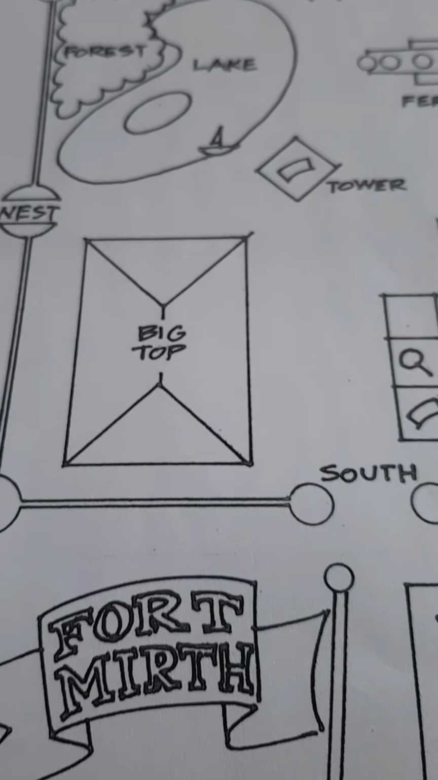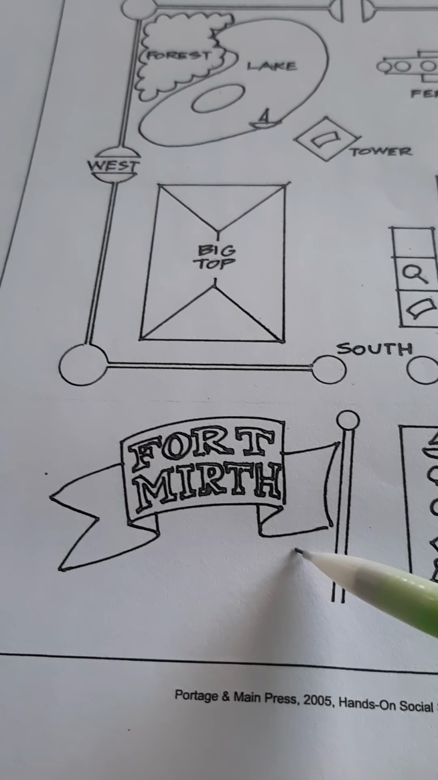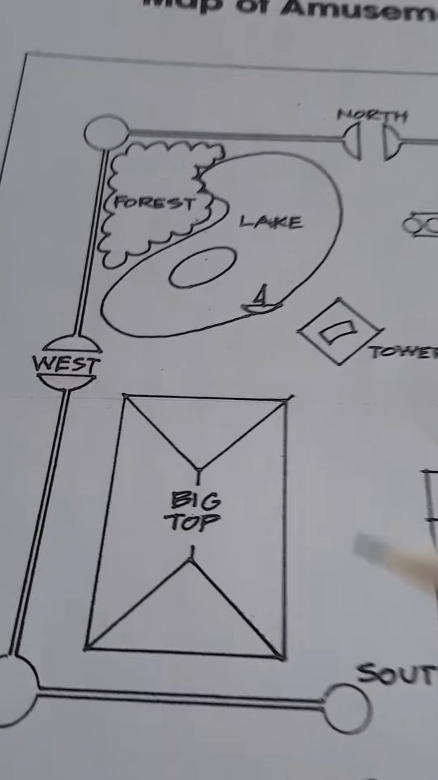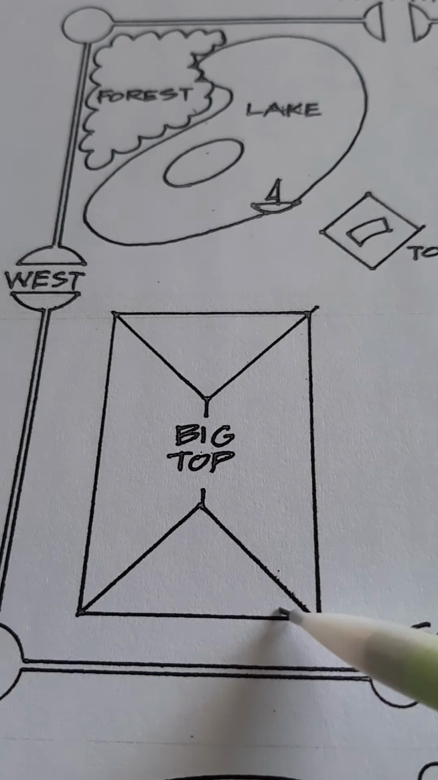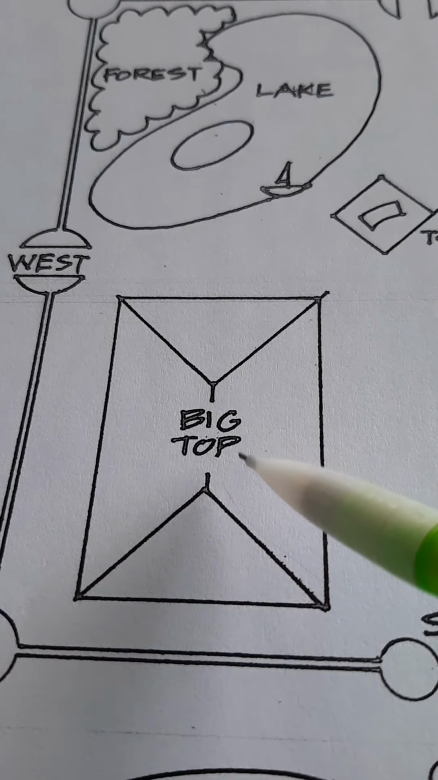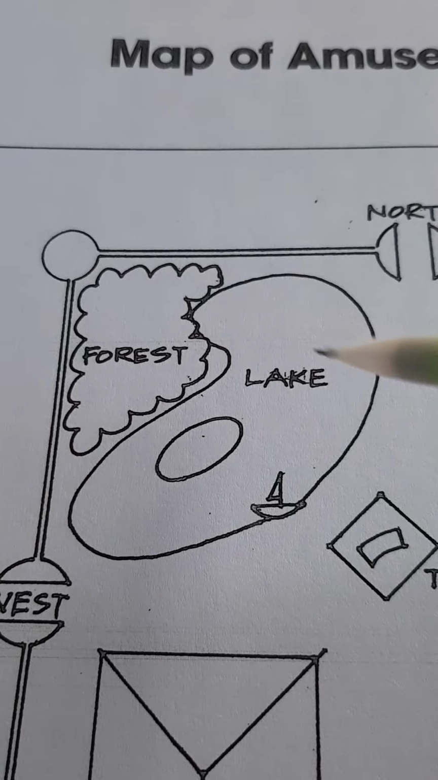Other things they've labeled for us. For example, look, they gave the amusement park a name, Fort Mirth. That's helpful. And then they drew a rectangle with some triangle shapes to show that there's a tall roof on it. It's a big top tent. And then here, this is the forest behind the lake.